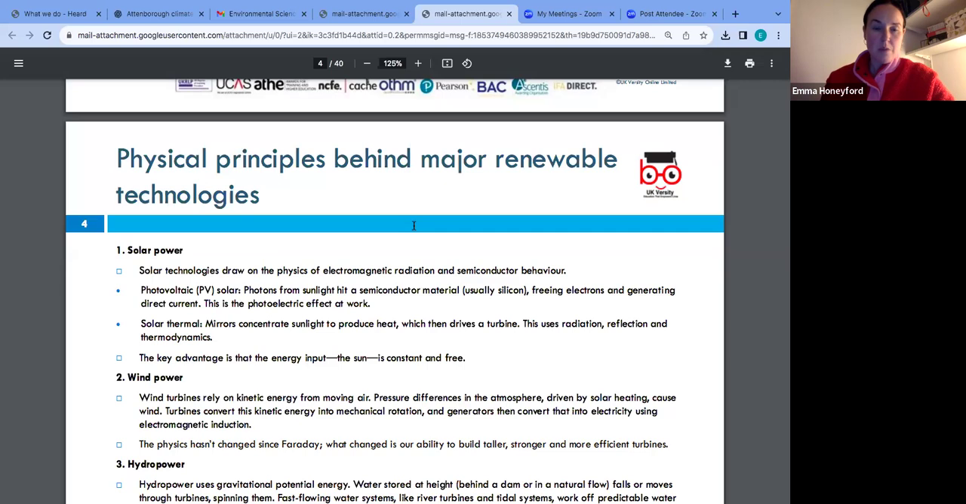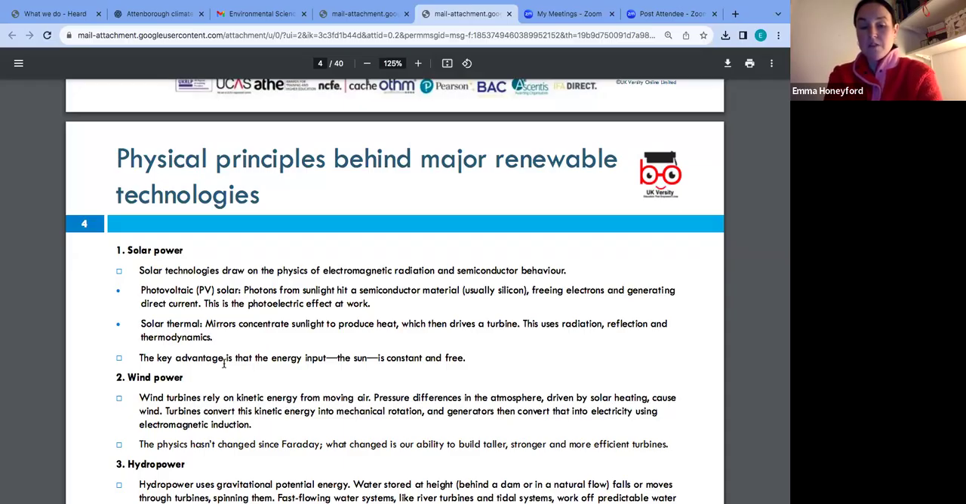The second type of renewable technology is wind power. Wind turbines rely on kinetic energy from moving air. The pressure differences in the atmosphere driven by solar heating cause wind. Turbines convert this kinetic energy into mechanical rotation, and generators then convert that into electricity using electromagnetic induction.